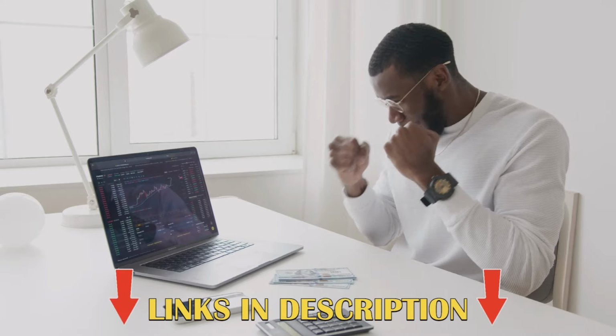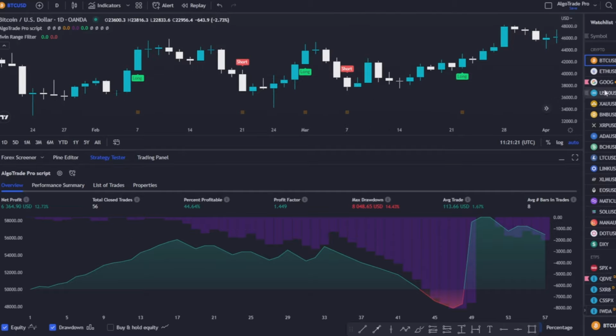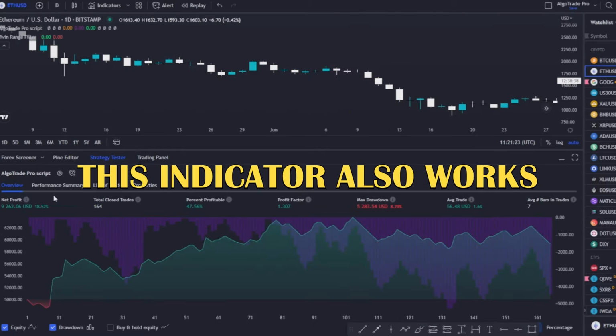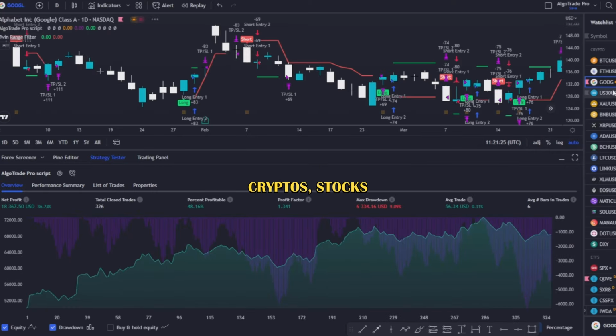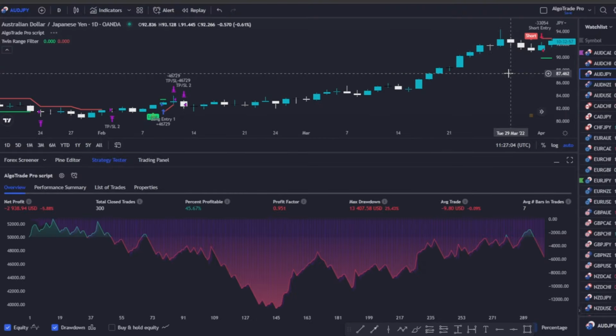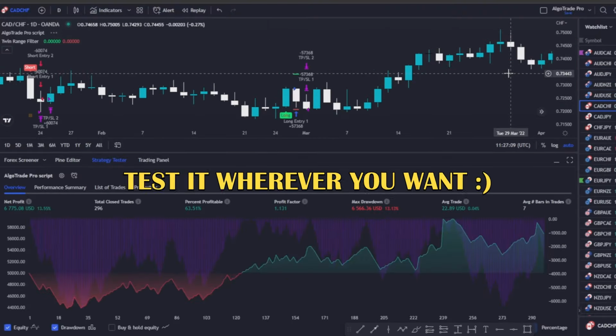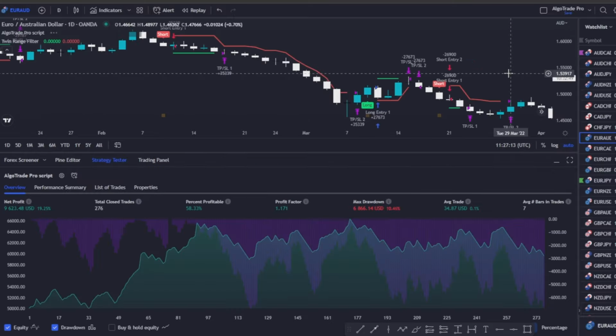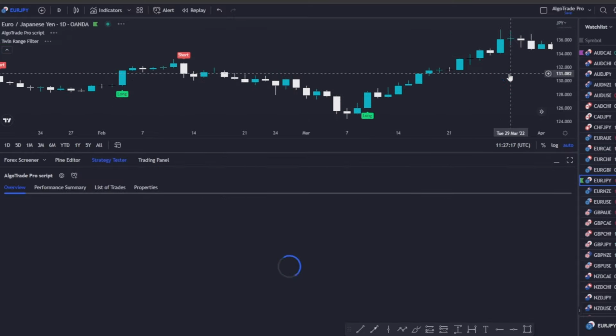Finally, it is important to say that this indicator also works very well with cryptos, stocks, and even in the metals market. So, for the lucky ones who will have access to this algo from today on, feel free to test it wherever you want. I look forward to receiving your feedbacks.